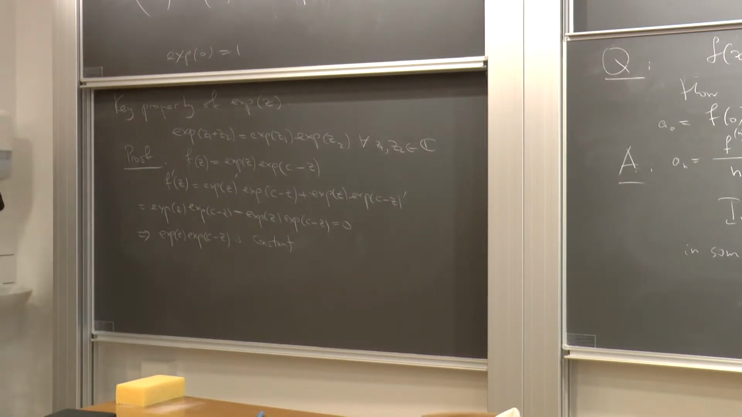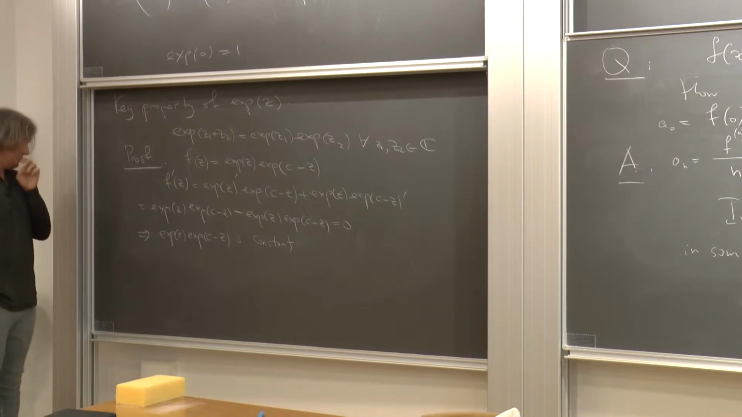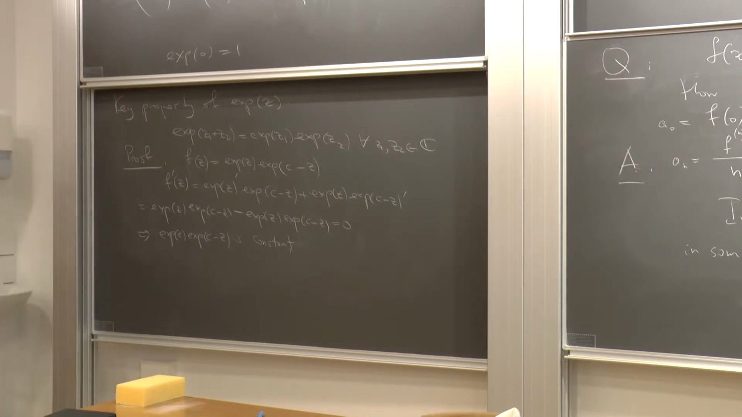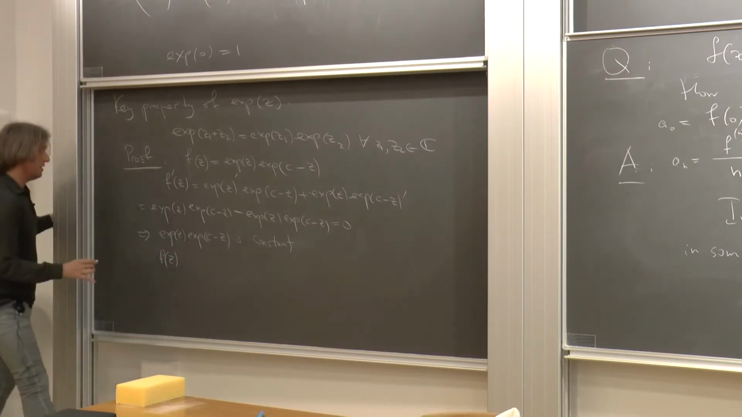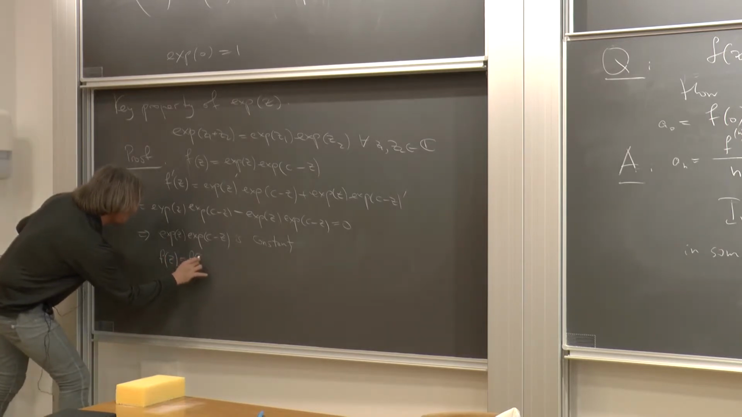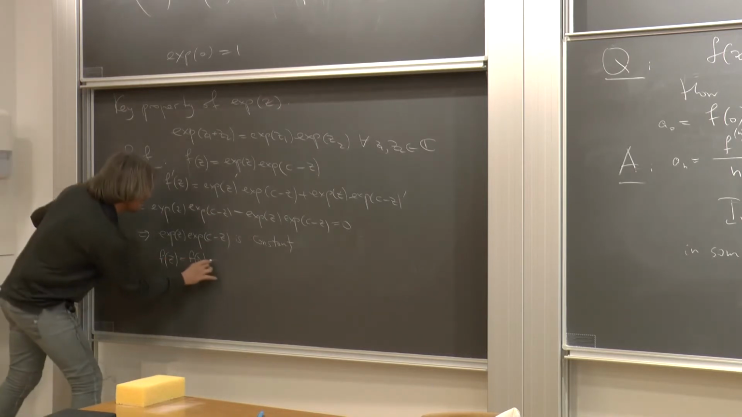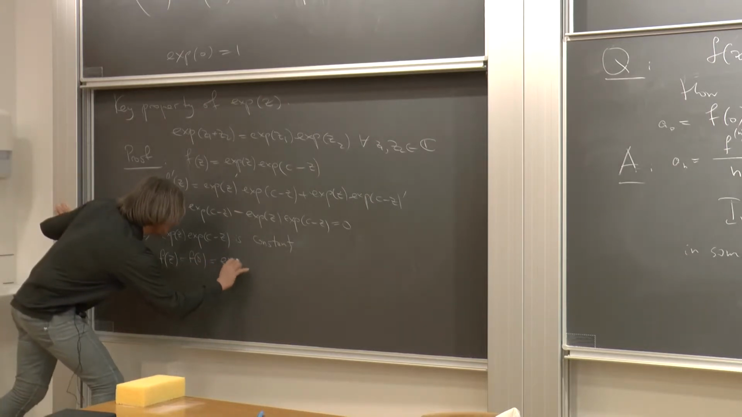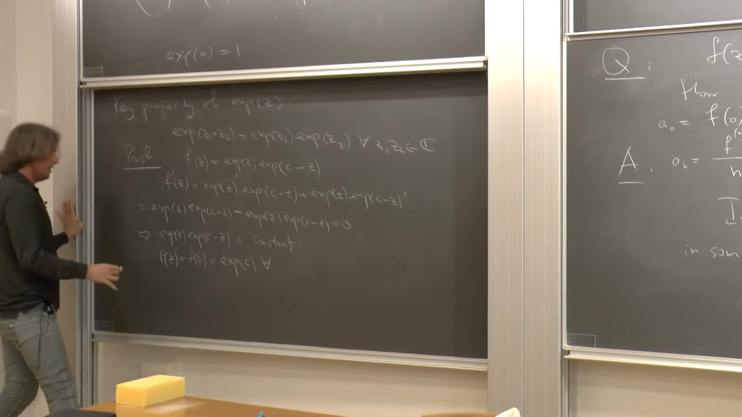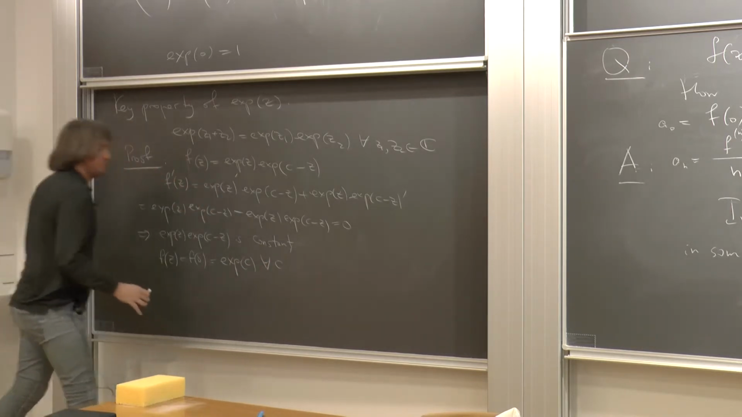So it's enough to find its value for some particular value of z. Then f of z equals f of 0, which is exponential of c, for any c.